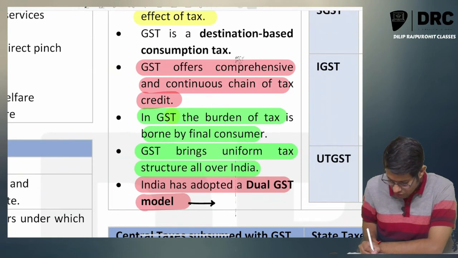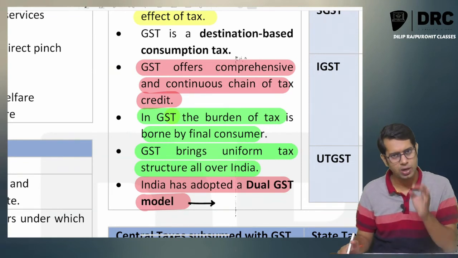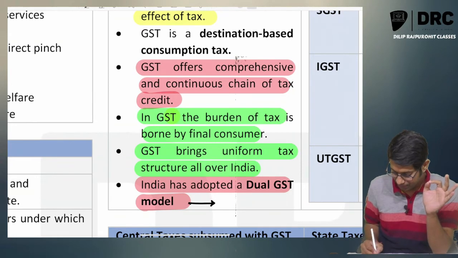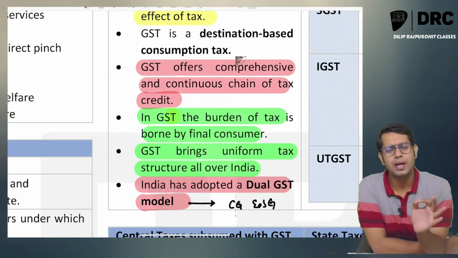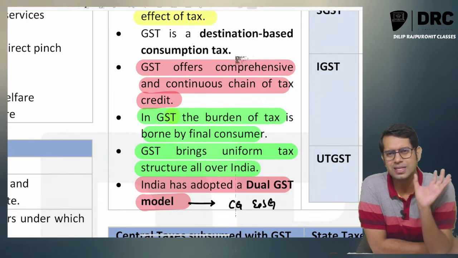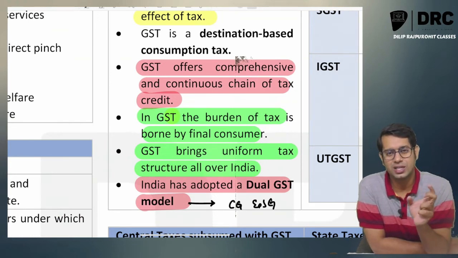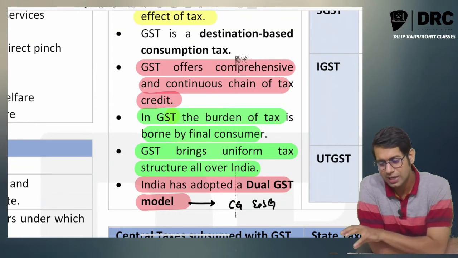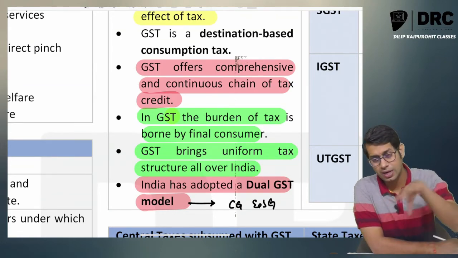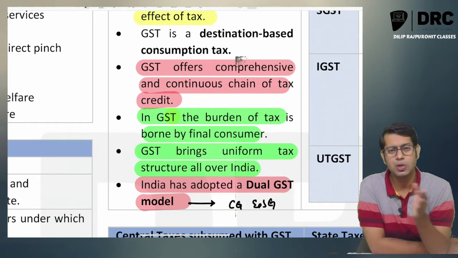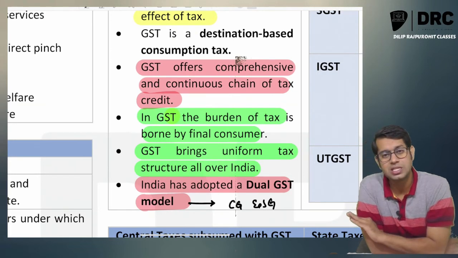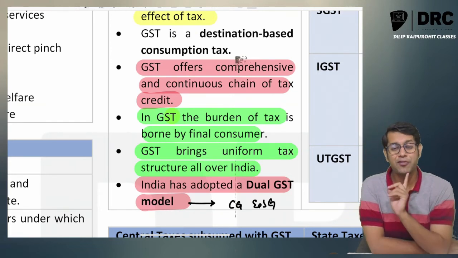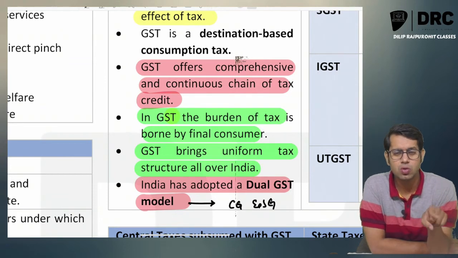Sir, what do you mean by dual GST model? In simple words, the dual GST model is a model wherein for a single transaction of supply, both the central government and the state government will collect taxes. Meaning, whenever a supply is made, the tax will go to the central government as well as the state government. Because we have a federal structure, we have division of powers, so the tax amount is also divided. So what type of model of GST are we following? Dual GST model.